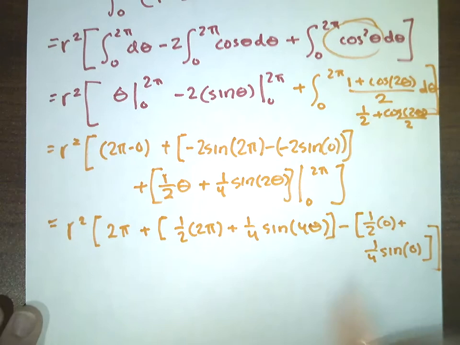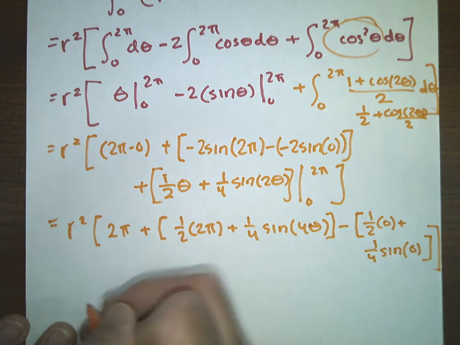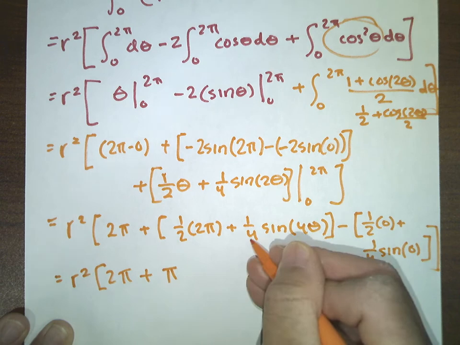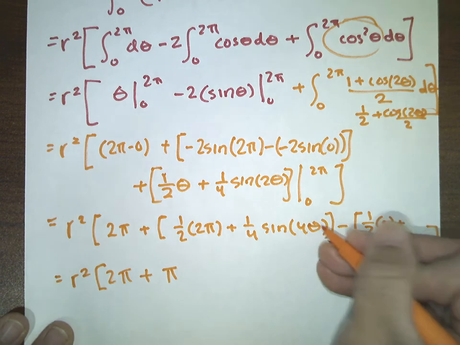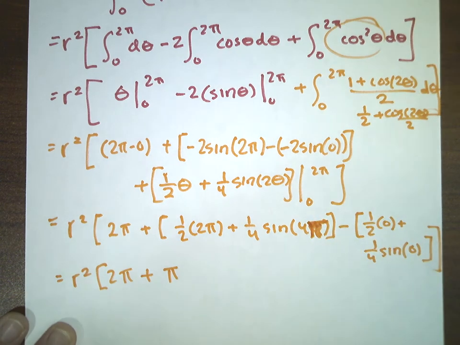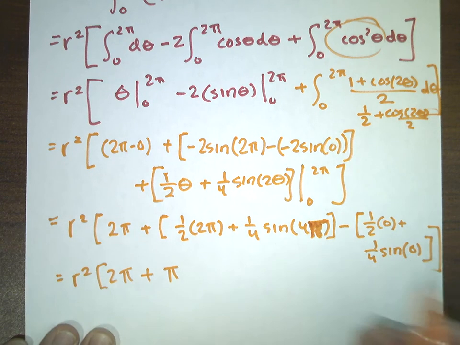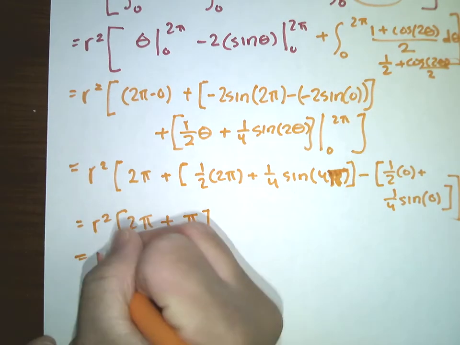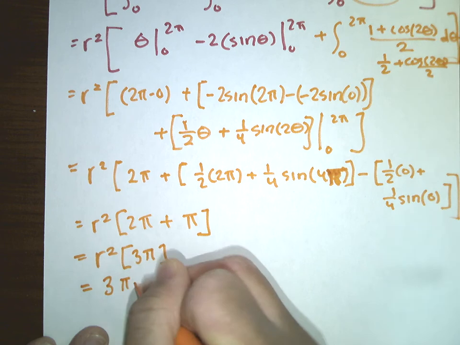So then a half of 2 pi is actually pi. So we have r squared times 2 pi plus pi, then plus a fourth sine of 4 pi, which is also 0, and then minus a half times 0 plus a fourth times sine of 0, which is 0. So then we just end up with 2 pi plus pi. That's r squared times 3 pi, or just equal to 3 pi r squared.